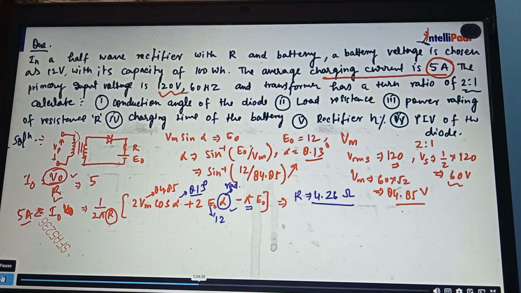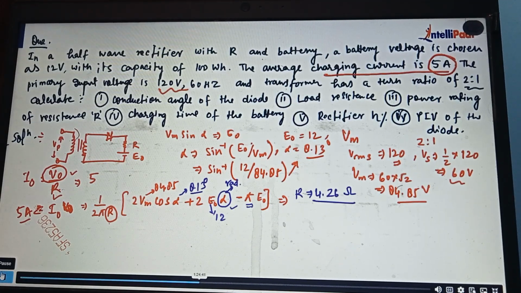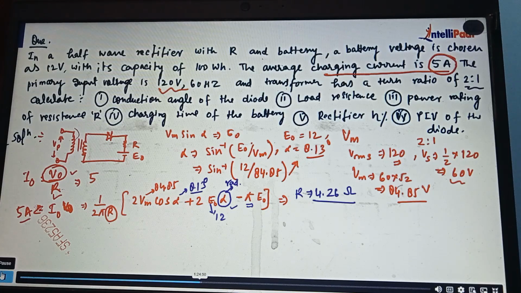So how do we convert this angle into radian? 8.13, that we have to convert it into radian. You will not put in angle. Right now it is angle. So pi by 180. You have to multiply 8.13 by pi by 180. So this would be 4.26.